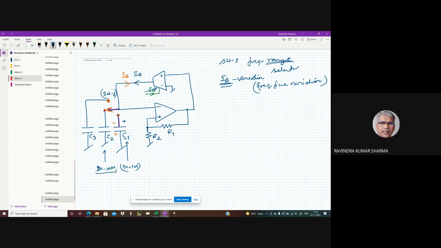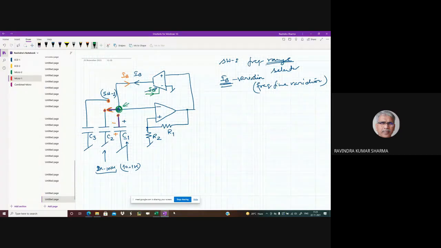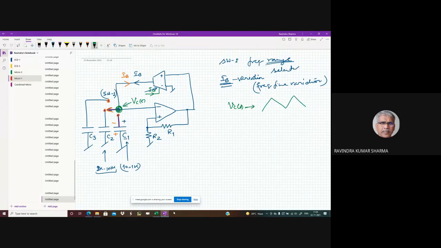And the voltage across this point, this one here, this is actually VCT. And VCT is without doubt the triangular wave generator. Then voltage at this point, VOT, is without doubt the square wave generator.